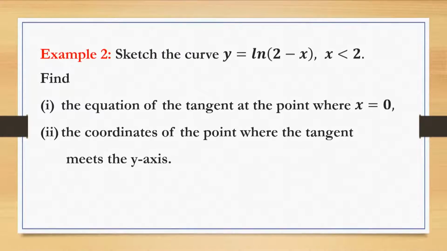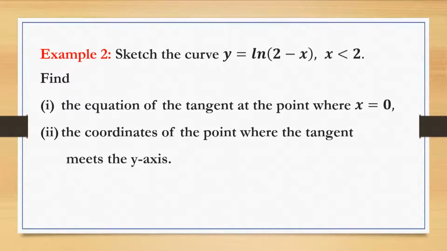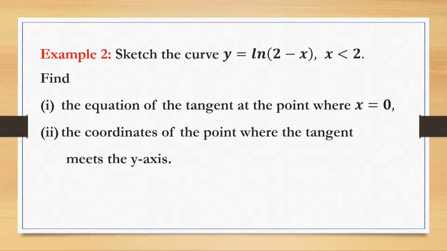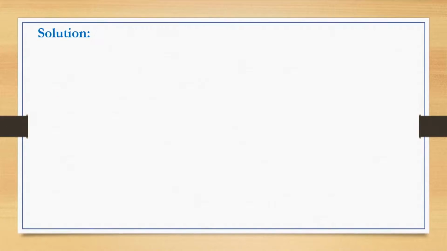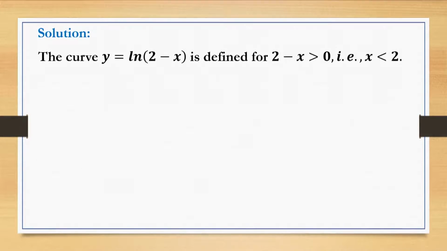Second example, sketch the curve y equal to ln(2 minus x) for x less than 2. Find, first part, the equation of the tangent at the point where x equal to 0. Second part, the coordinates of the point where the tangent meets the y-axis. So, the solution, I need to sketch the curve here.